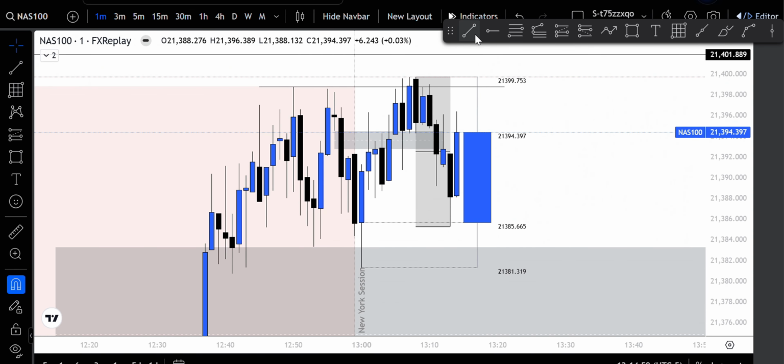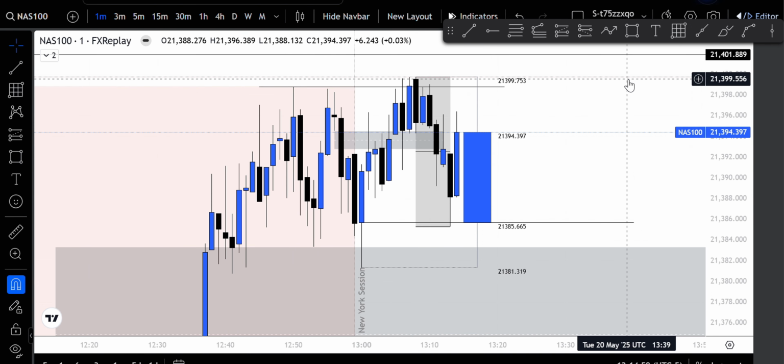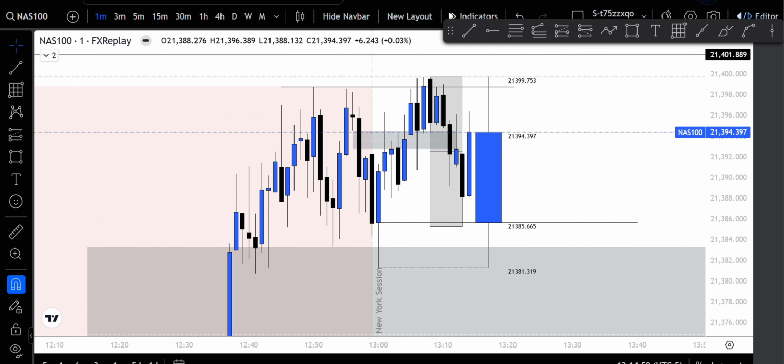Now let's see if we can have a change of the state of delivery right here. And that would mean a lot to me, because that will basically confirm that this trade is valid and I can actually trade this entry. Now let's see if that happens.